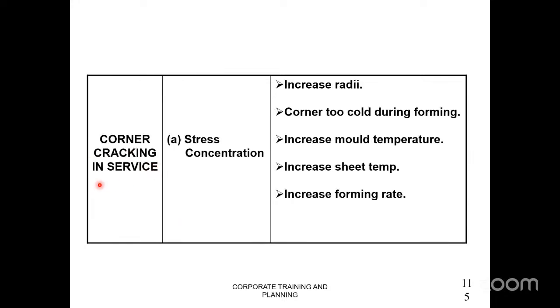Then corner cracking in a part. This is due to the corner. You have to observe the stress concentration plane. Therefore, this is very important. Stress concentration is always at the corner. Therefore, you have to increase the radii. Corner too cold during forming, increase the mold temperature, increase sheet temperature, increase forming rate. These are the main causes behind the stress concentration at the corner.